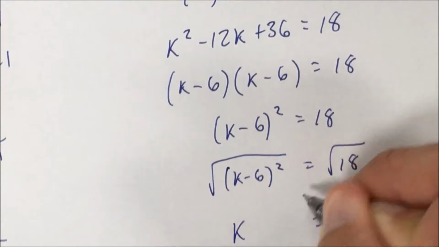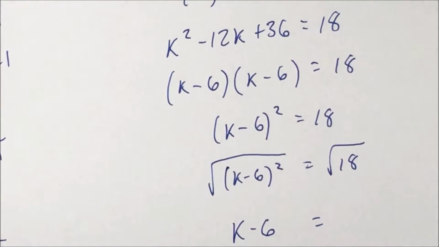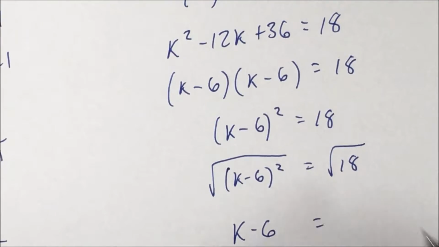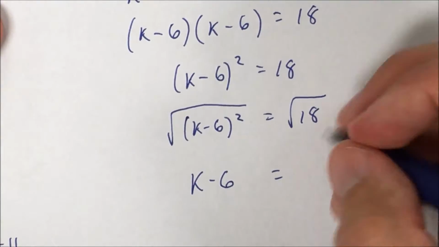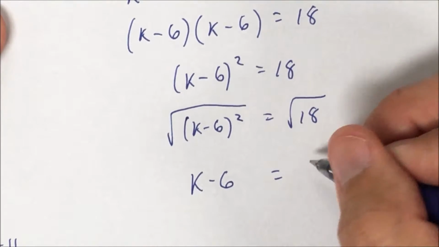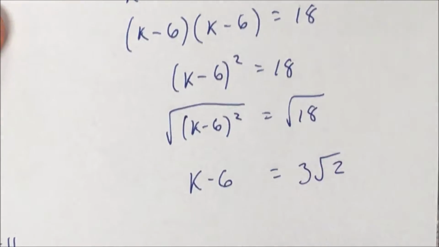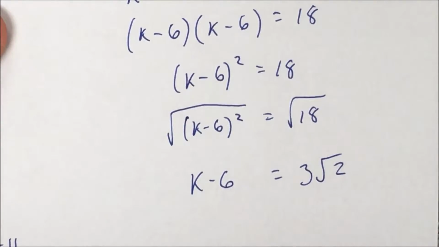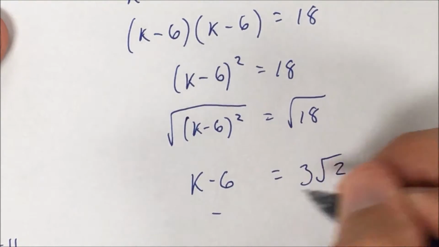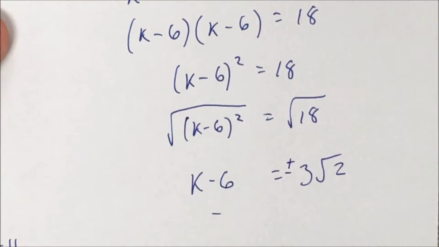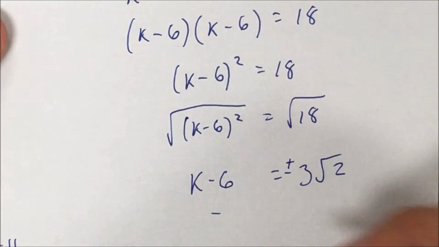Over here is nice and easy. The square root of something being squared is just that something. And then the square root of 18, if you want to punch it in your calculator, you can see that it is, what, 3 square roots of 2 maybe? And then don't forget the plus or minus, I about did. Plus or minus 3 square roots of 2.